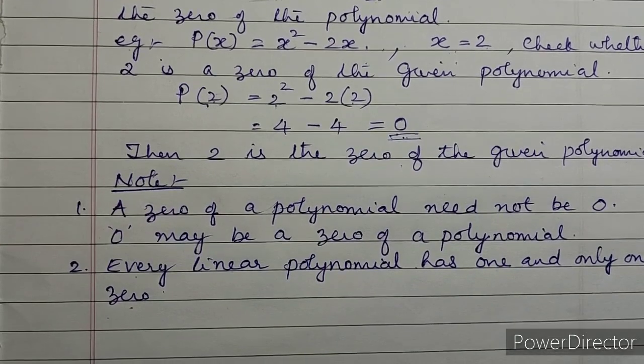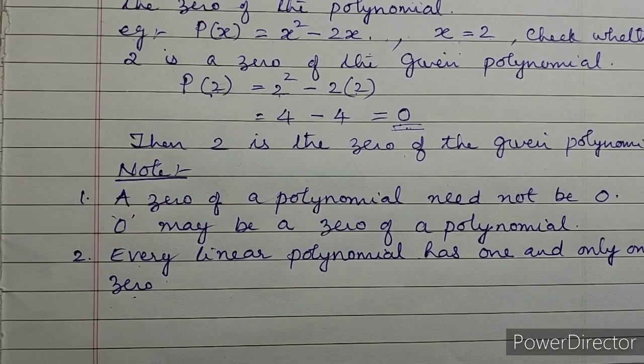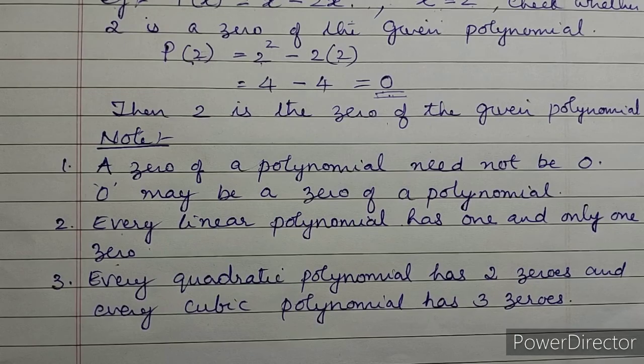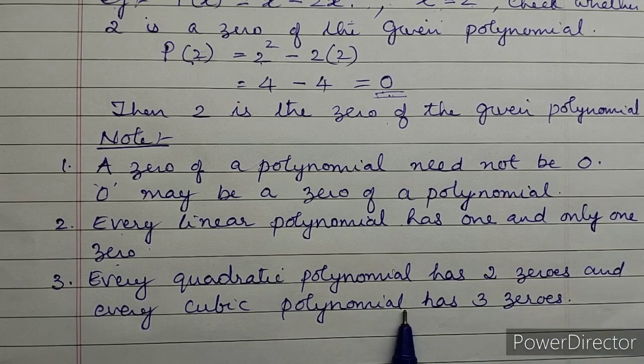Now, how many zeros will there be for a quadratic polynomial? Quadratic polynomial means the degree should be 2, so it should have 2 zeros. And how many zeros should there be for a cubic polynomial? The cubic polynomial degree is 3, so it should have 3 zeros. Understood? So that is the third rule. Every quadratic polynomial has 2 zeros and every cubic polynomial has 3 zeros.